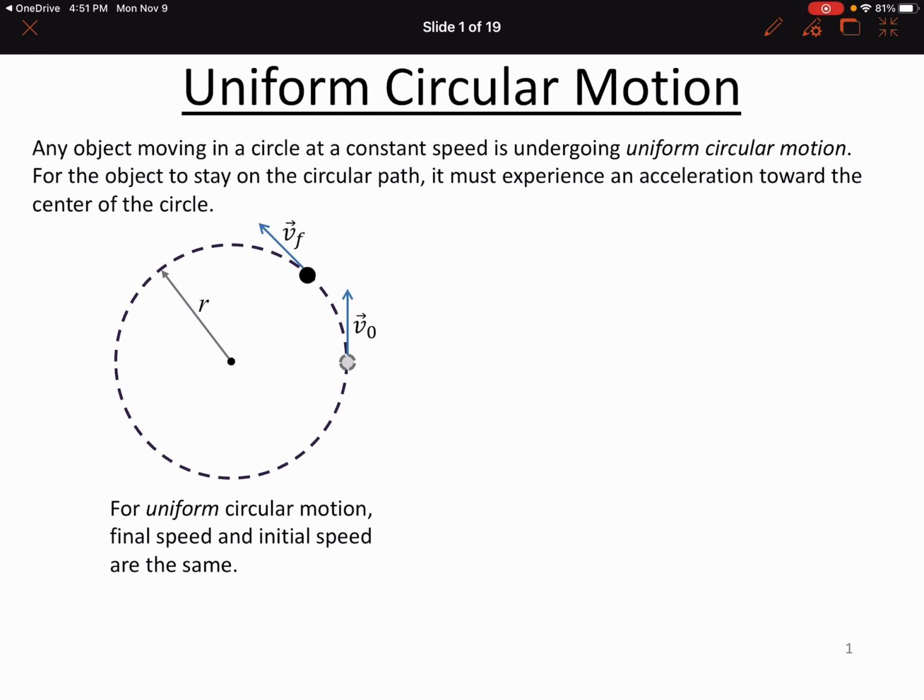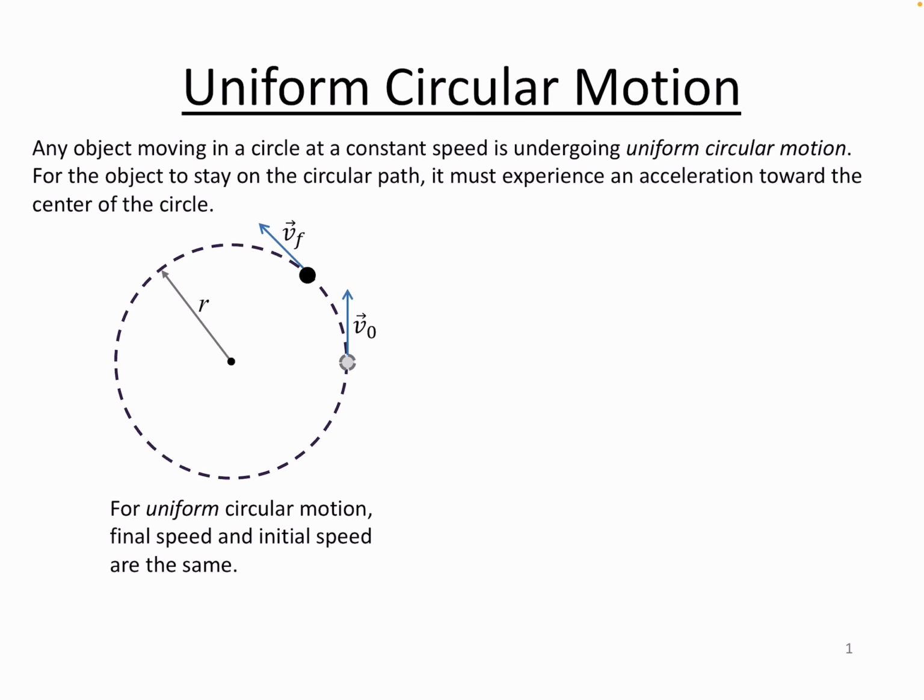Okay, hello there. So we're going to talk about uniform circular motion. Any object moving in a circle at a constant speed is undergoing uniform circular motion. For an object to stay on a circular path, it must experience an acceleration toward the center of the circle.